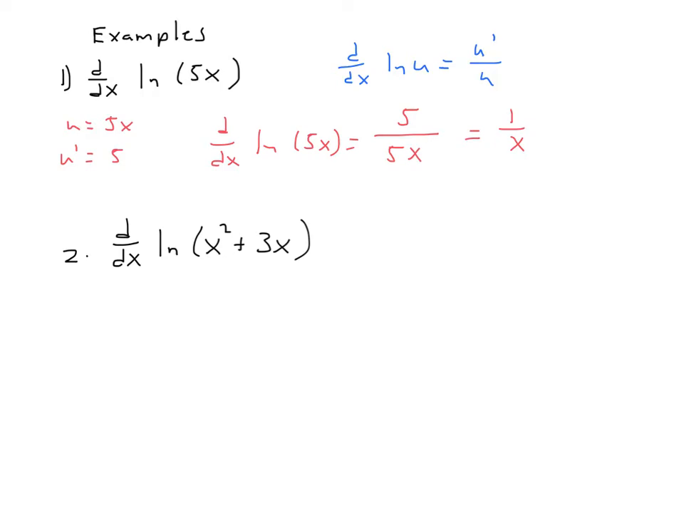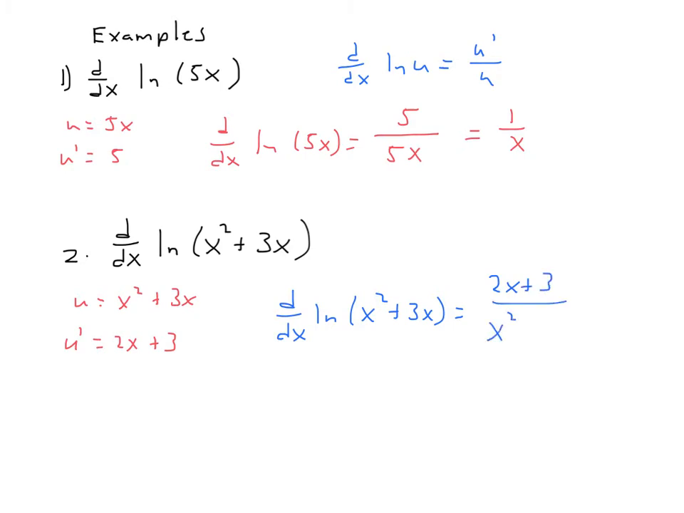Our second one still can use this same property. In this case, I could say u equals x squared plus 3x. So u prime, the derivative of u, is going to be 2x plus 3. And therefore, I can say that the derivative with respect to x of the natural log of x squared plus 3x is equal to u prime, 2x plus 3, over u, x squared plus 3x. That would be the derivative of that natural log function.